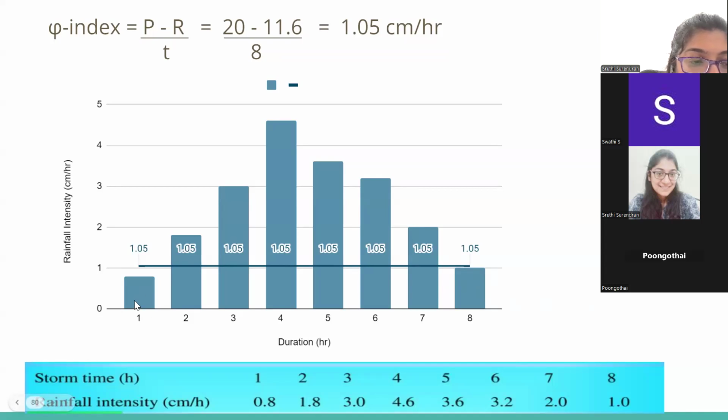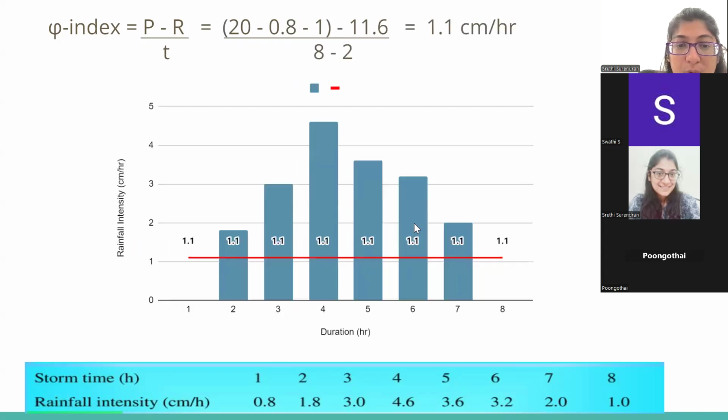that there is one rainfall which is way far below 1.05, and also this rainfall, that is 1 centimeter per hour, which is less than the average infiltration rate. So this is not going to contribute to the runoff in any way. So what we have to do, in order to find out the proper average infiltration rate, is remove these two values.